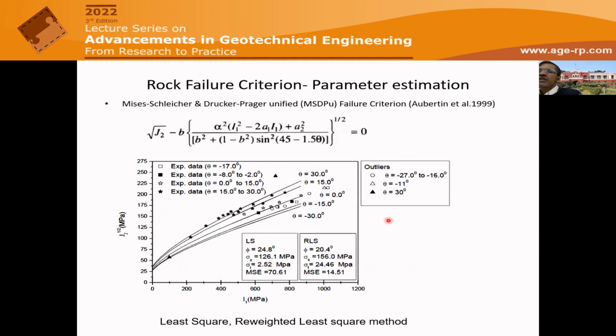I have 5 minutes more. Some very interesting analysis we do concerns rock failure criteria. The material may not have uniform strength, and if I fit a particular failure criterion to it, many times we don't get a proper fit to the curve. That's why I try to follow some other method, where we identify the outliers.